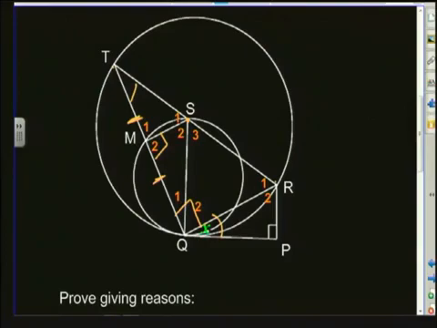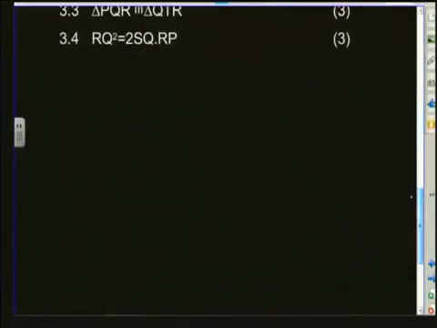So if I've got a line from the center perpendicular to a chord, immediately I'm thinking of the theorem that tells me that that line is going to bisect the chord. So there we go. We already have the proof or the reasoning for question 3.1. Let's write this down. Okay, so this is 3.1.